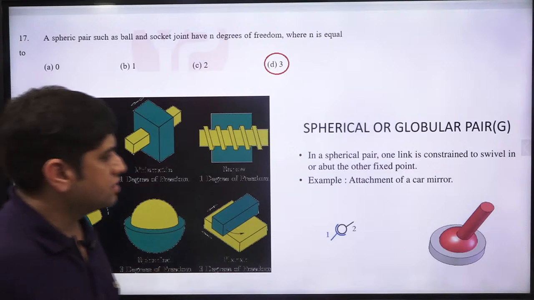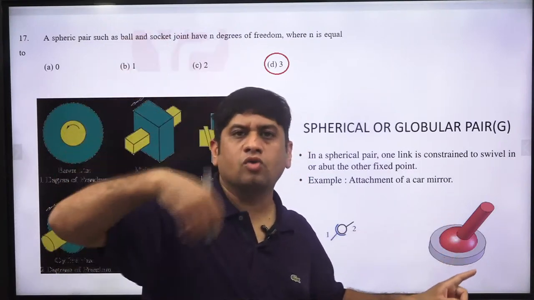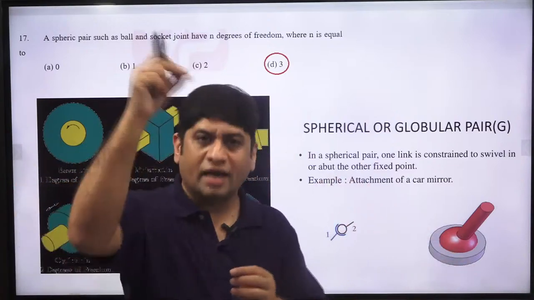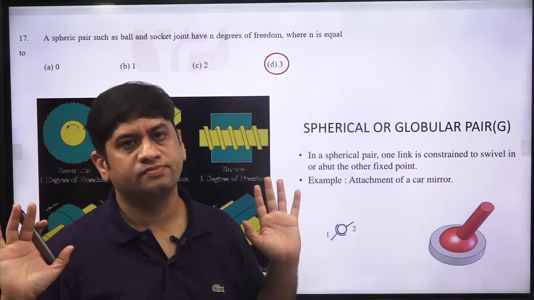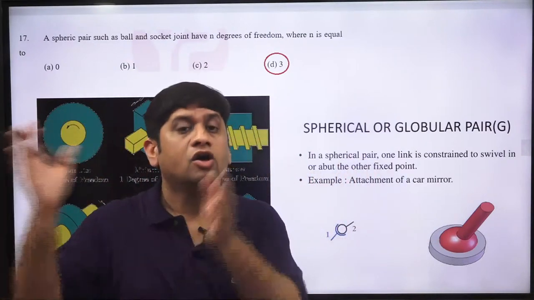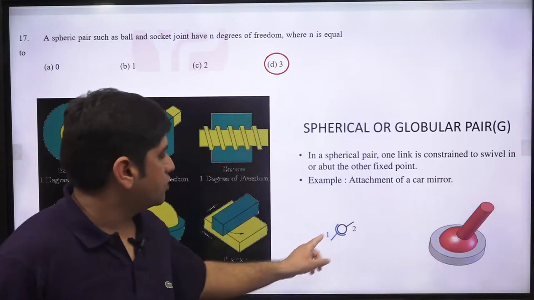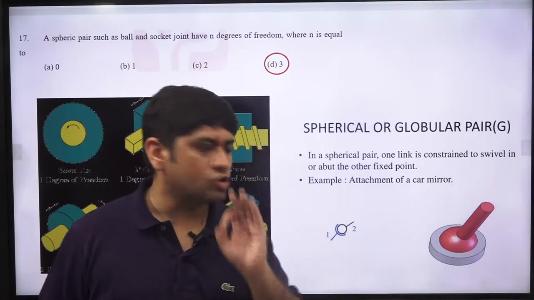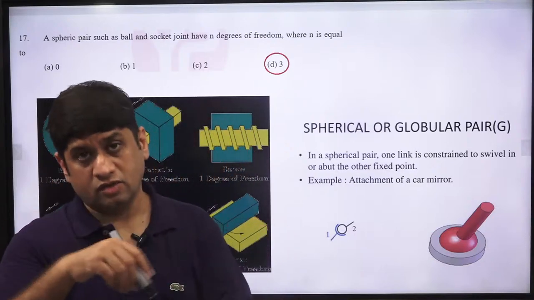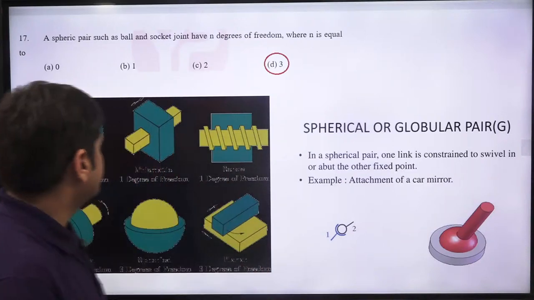Why 3 degrees? See this carefully. It can rotate around all the axes. The ball can rotate about x-axis, y-axis, z-axis. So there is no translation, but all three rotations. No translation possible between link 1 and link 2. This is link 1, link 2. Link 2, which is this spherical, can rotate with respect to link 1 around all the three axes. So 3 degrees of freedom.